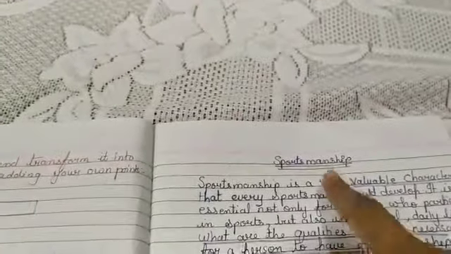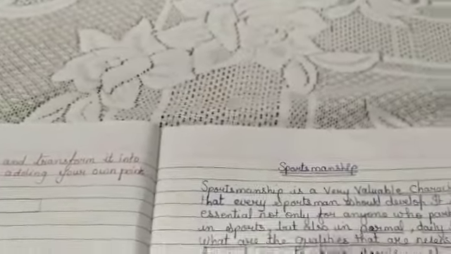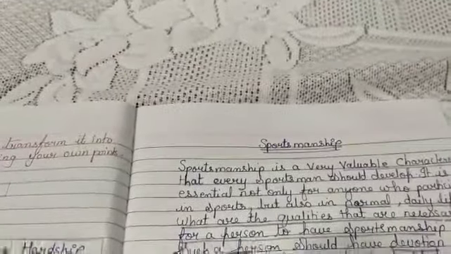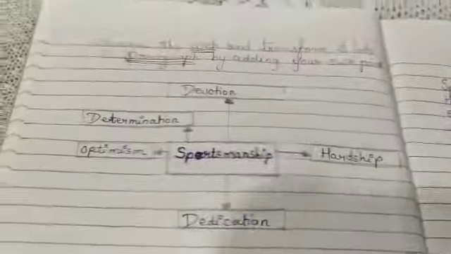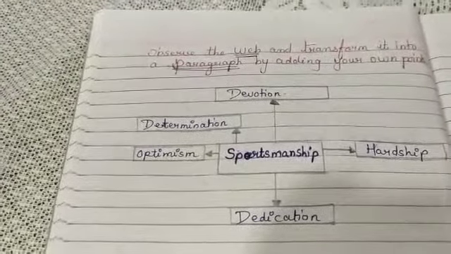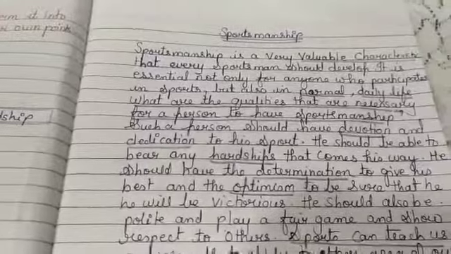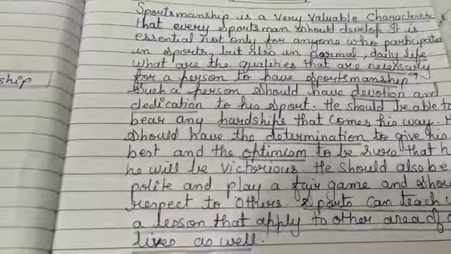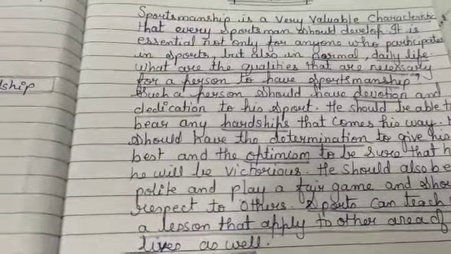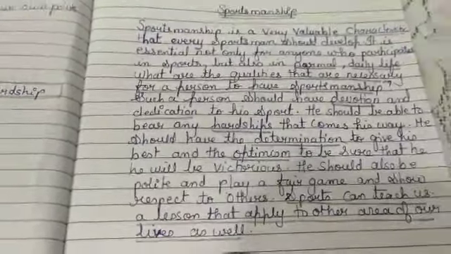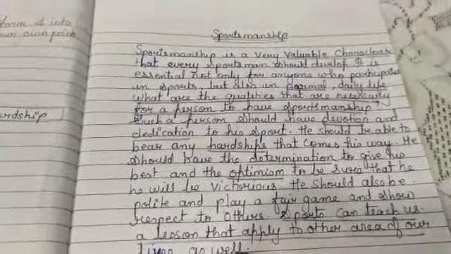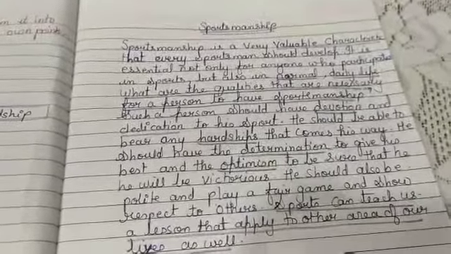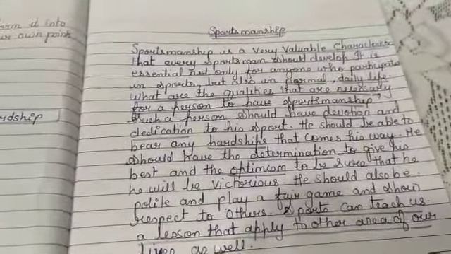As I said, the marking scheme says title carries 1 mark. So there is a title on the top, right? Then use of given points. I've used all the given points that are mentioned in my web diagram. In fact, I have highlighted them to make it clear for the examiner that my points are written in my paragraph. Grammar: there should be proper use of grammar. Appropriate language: language should be of proper use.